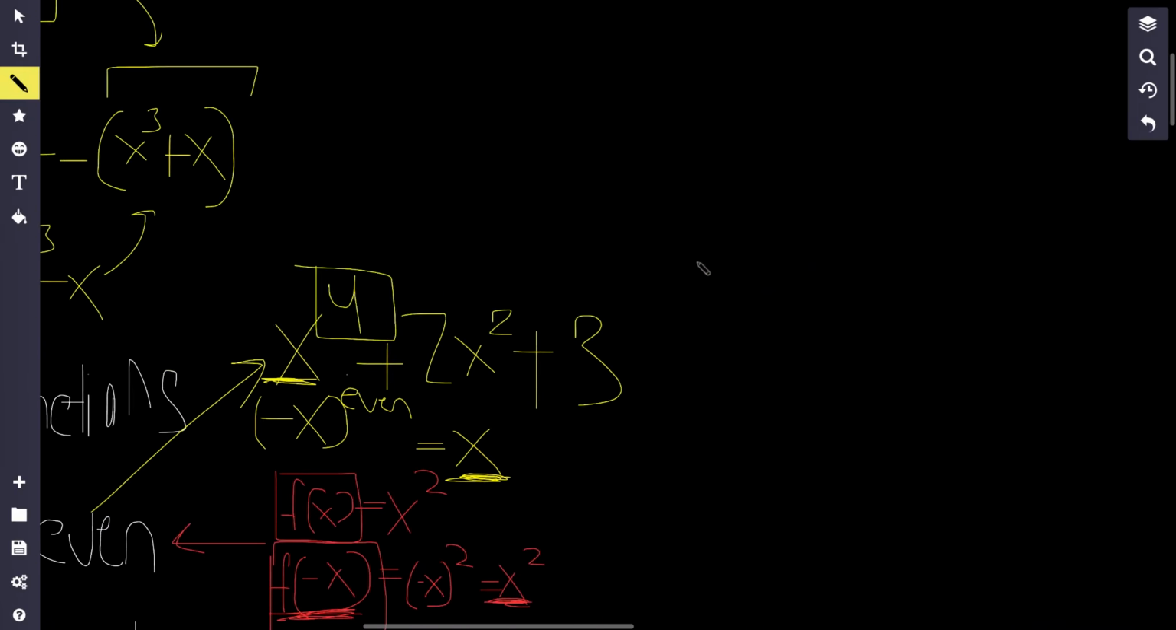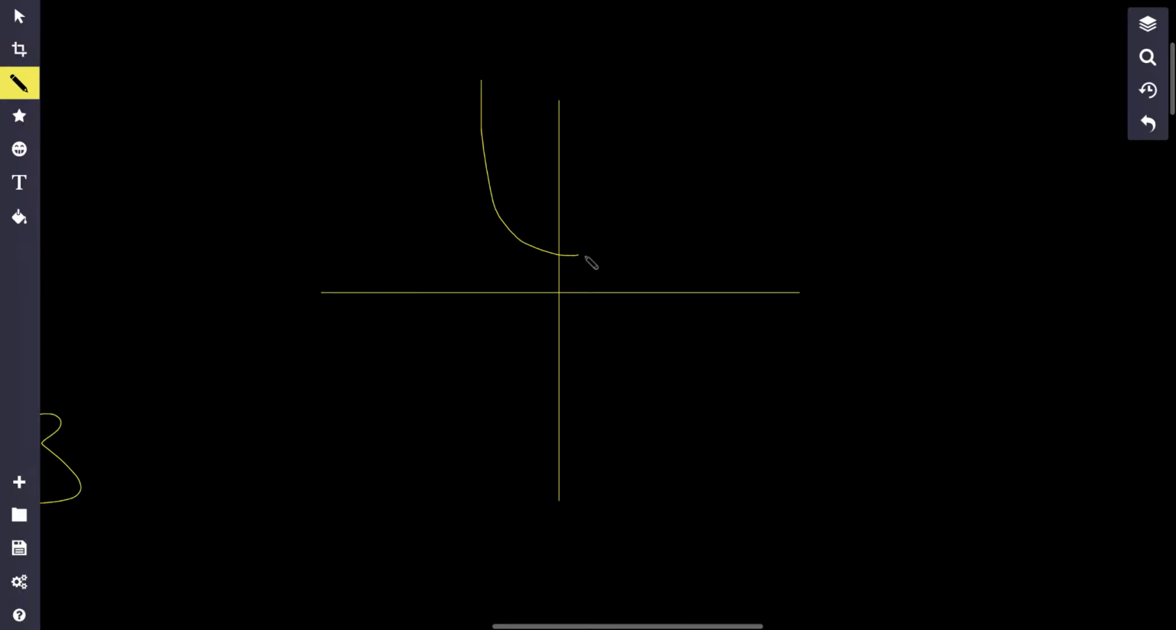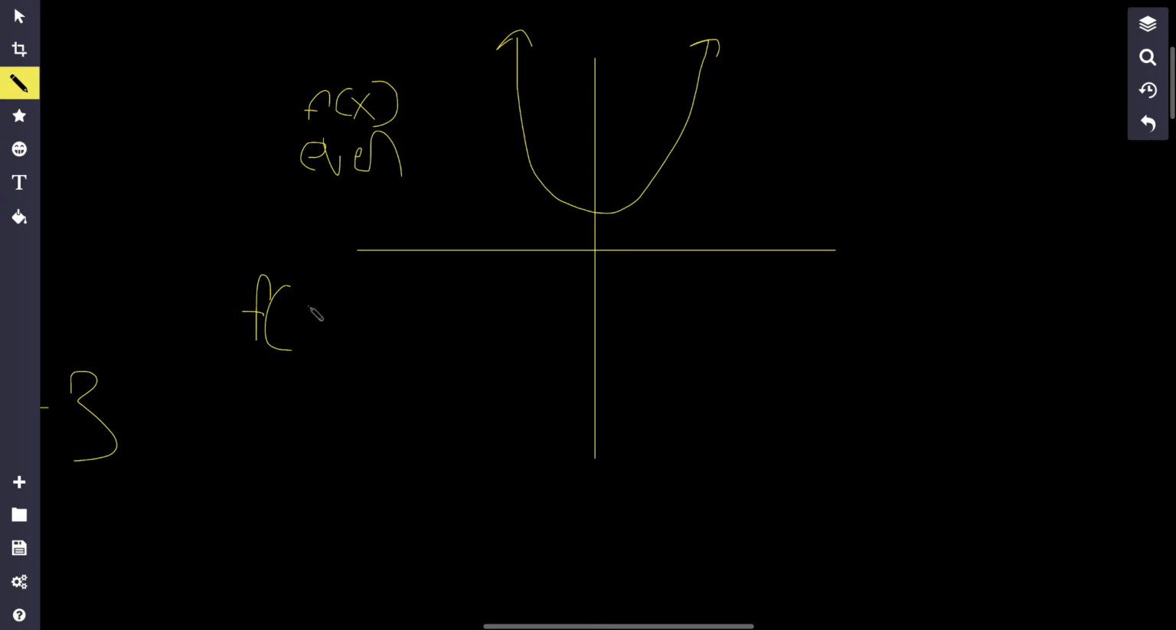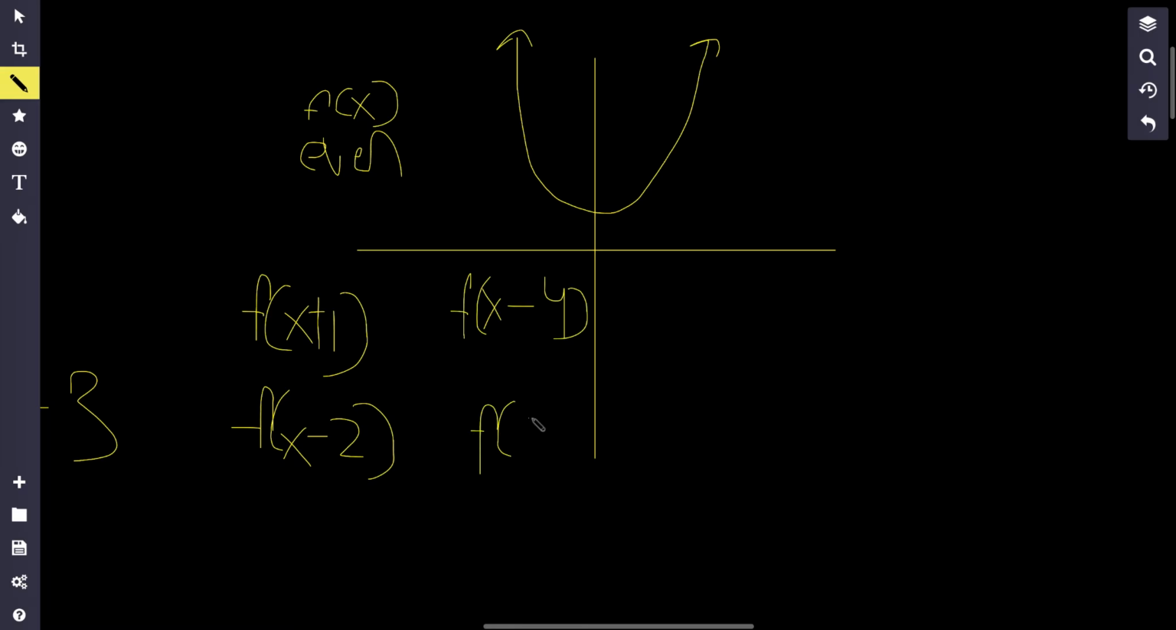Now, the questions for odd and even functions are actually really easy. Basically, the type of problem they're going to give you is, let's say you have this function f of x, and it's an even function. Which one of these functions are also even? And they're going to give you f of x plus 1, f of x minus 2, f of x minus 4, and then f of x plus 3.